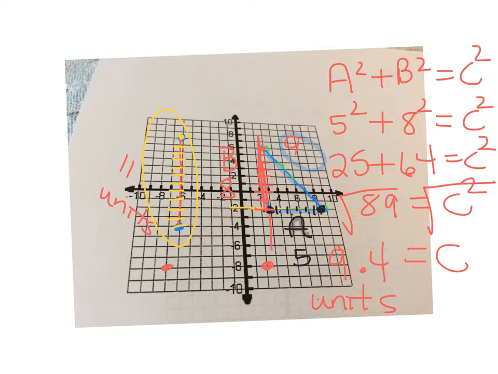So the distance between my two green points was 9.4 units. So just to review, if we have 2 points that are able to be counted between each other on a straight line, all we do is count, like over here. But if we have 2 points that are diagonal, like over here, we're going to draw a right triangle and use Pythagorean theorem.